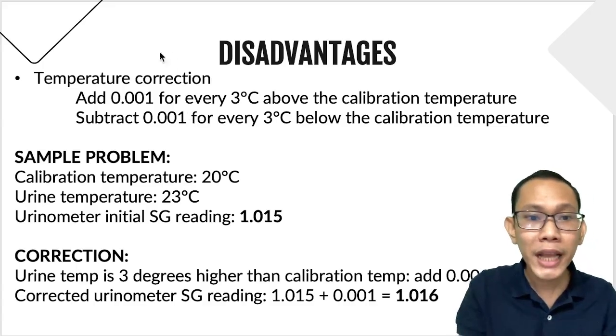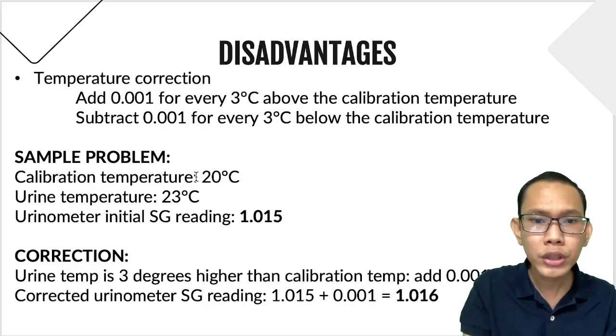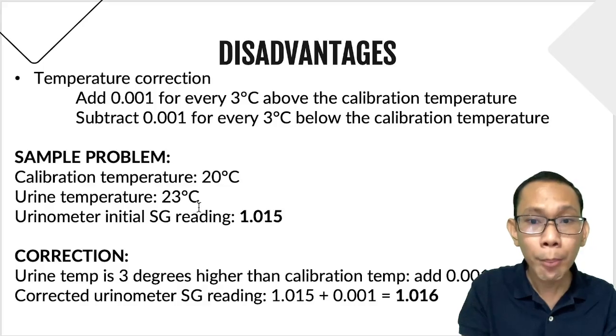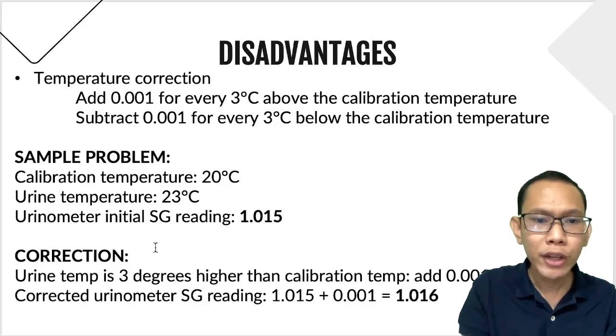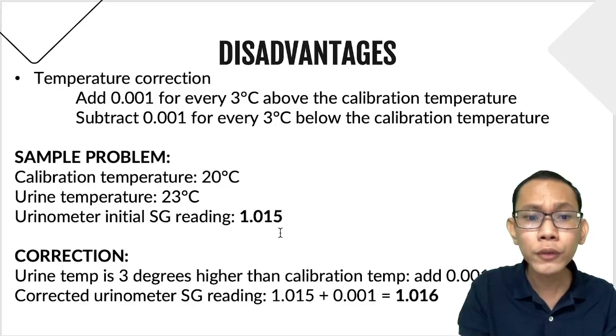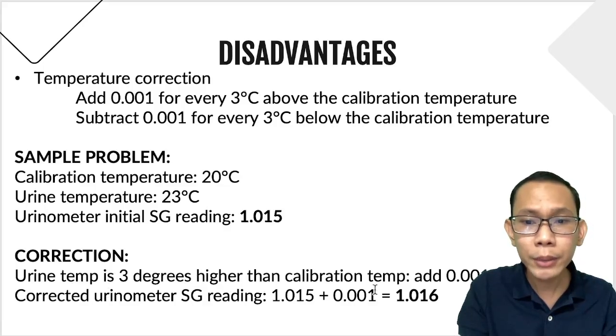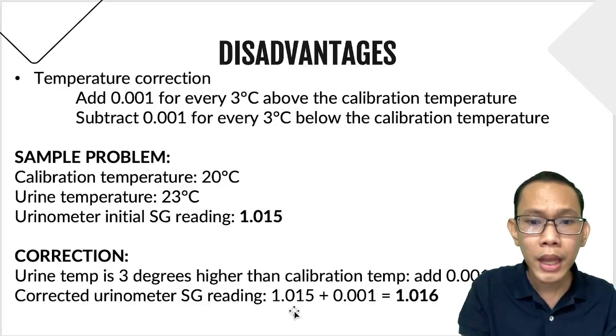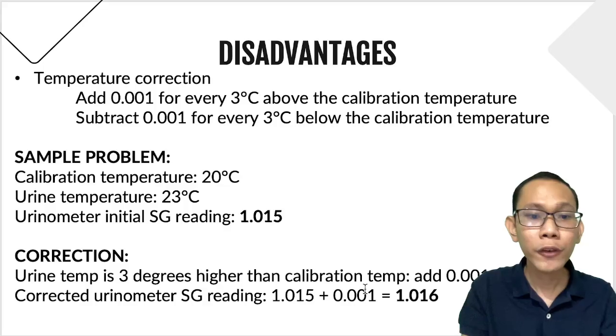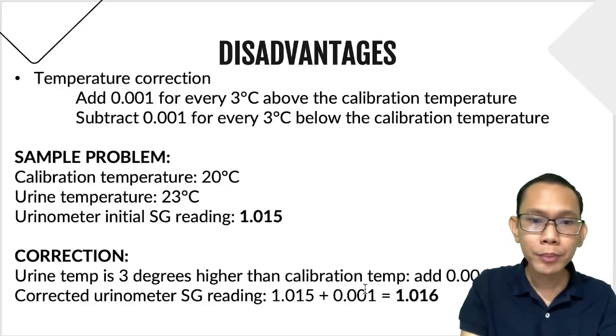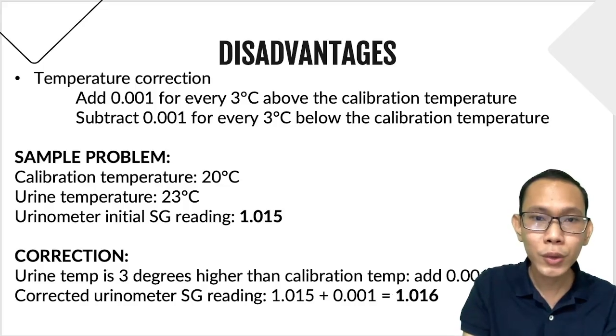So, example ng ating temperature correction: calibration temperature is 20 degrees Celsius. Urine temperature is 23 degrees Celsius. So, therefore, it is 3 degrees Celsius above the calibration temperature. And then, your initial reading is 1.015. So, how will we do the correction? Urine temp is 3 degrees higher than the calibration. You will be going to add 0.001. So, from your initial na 1.015, add lang tayo 0.001, then your final or corrected SG will be 1.016.